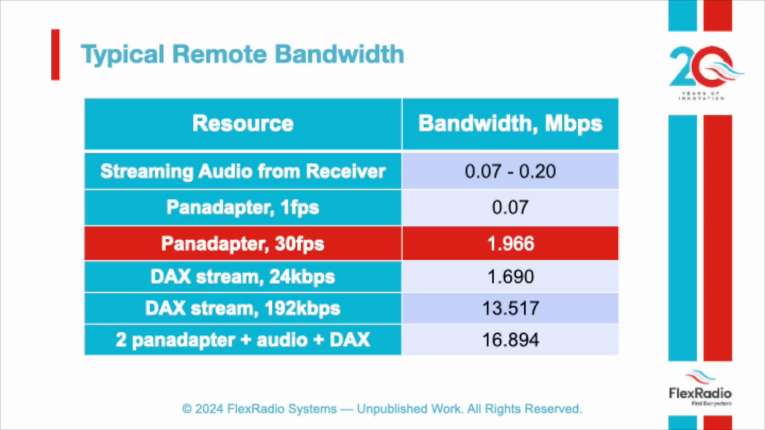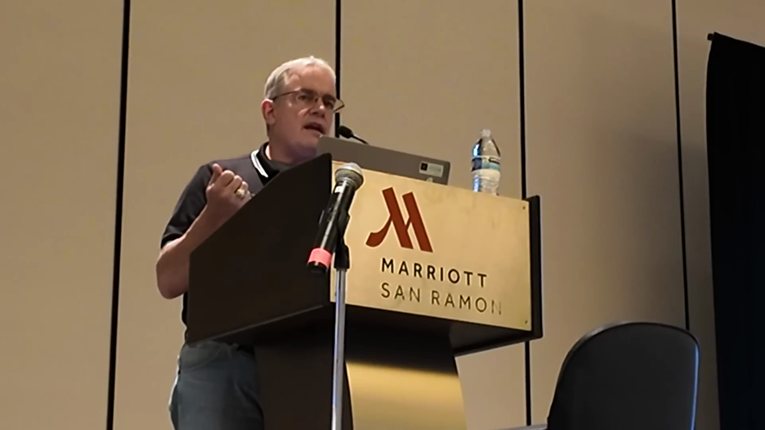But if you want, you can slow that all the way down to 1 frame a second, and it'll only take 70 kilobits a second worth of data. So if you want to make a contact and you're on a cellular connection in the middle of nowhere and you don't have very good data, you can run the sliders down on all this stuff, reduce your bandwidth, and make the contact. So it gives you a tremendous amount of flexibility with what you can do from an internet bandwidth standpoint.